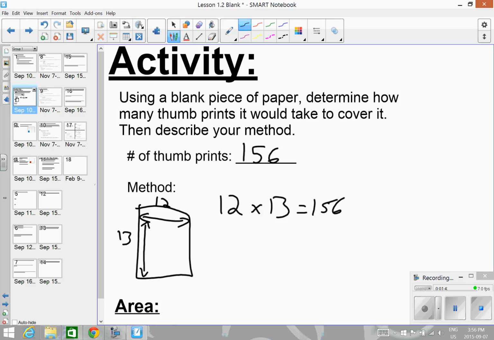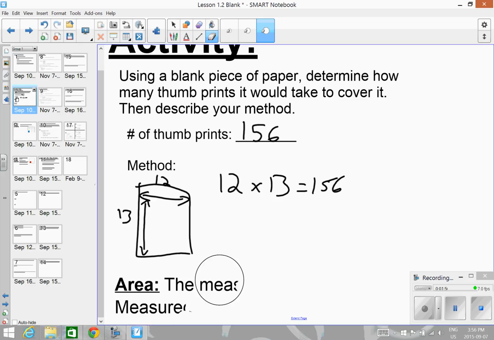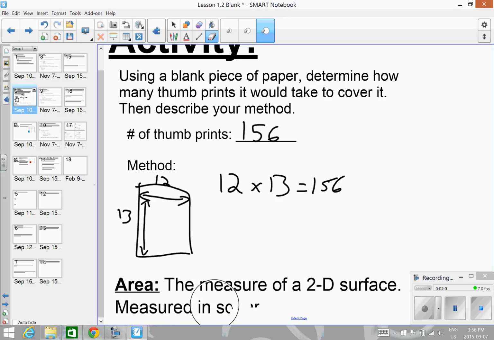I know what you're thinking, what does this have to do with math? Well, what we did in its most basic form was area. Area could even be in thumbprints. But the definition is the measure of a 2D surface. So we measured it in thumbprints. But typically, it's measured in square units.